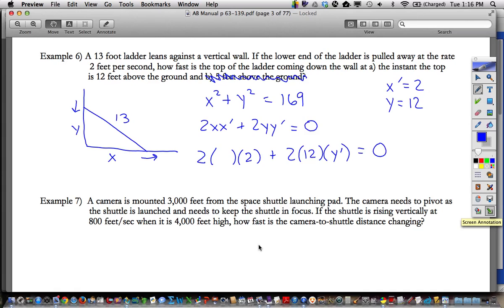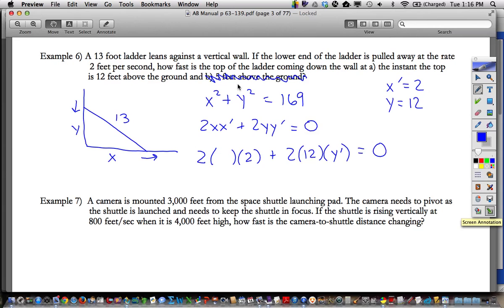Everybody see why x prime is 2? And it's not negative, right? Because x is increasing. Again, that's the key. Think of the chart. As I pull that ladder out there, this x length here is increasing. So x prime would have to be positive. If I was pushing the ladder back towards the wall, then x would be decreasing. So x prime would be negative.